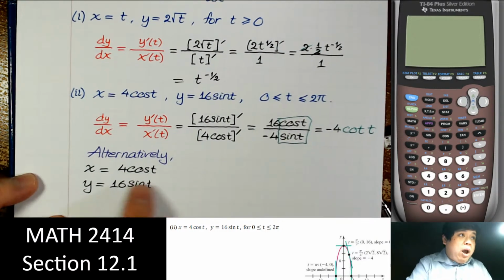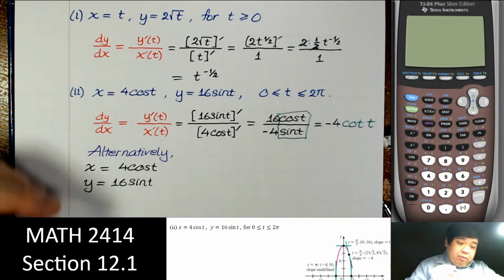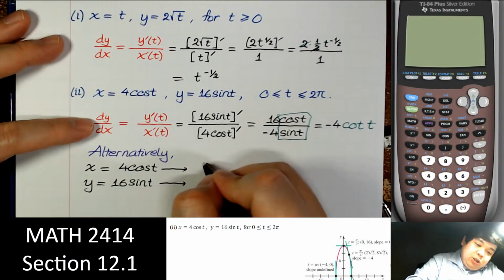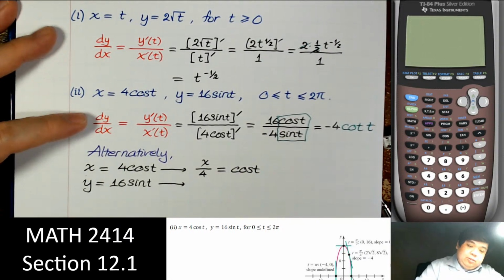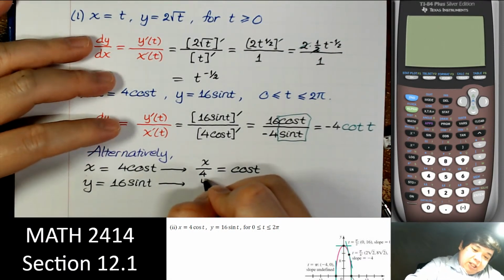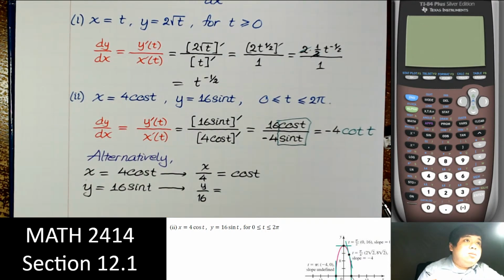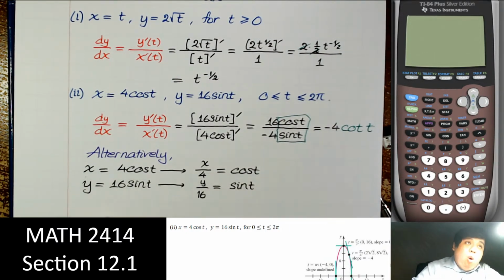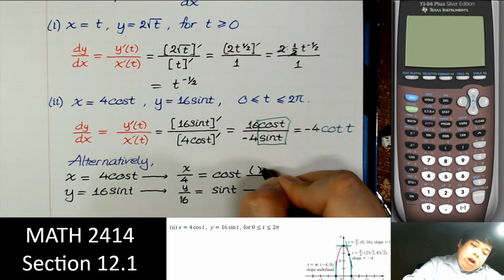Now what we do here, if we square both sides, we have cosine square and sine square, but we cannot quite add them. So what we do instead is divide by 4. So we have x over 4 is equal to cosine of t. And then y over 16 is equal to sine t, right? The point here is to try to get cosine and sine by themselves.